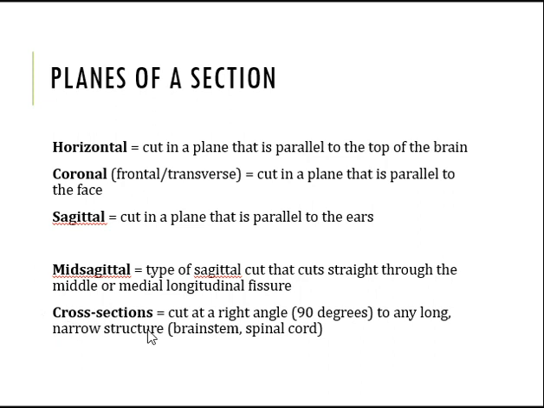And as I said a little bit earlier, cross sections are the type of horizontal cut that are done at a right angle, or 90 degrees, to any long or narrow structure. So basically the brainstem and spinal cord is where you would see these cross sections.